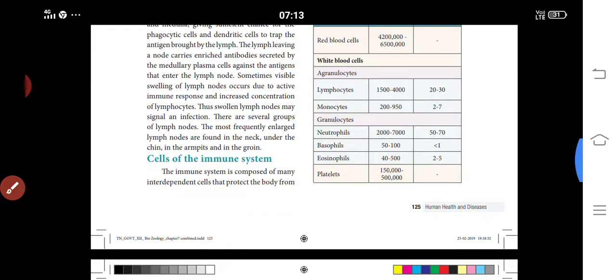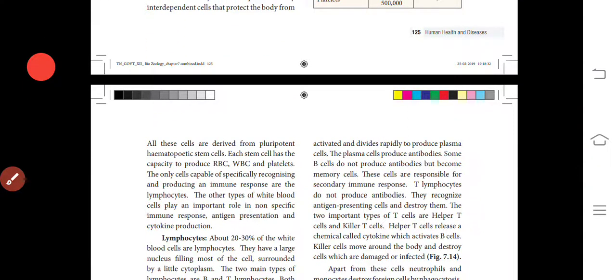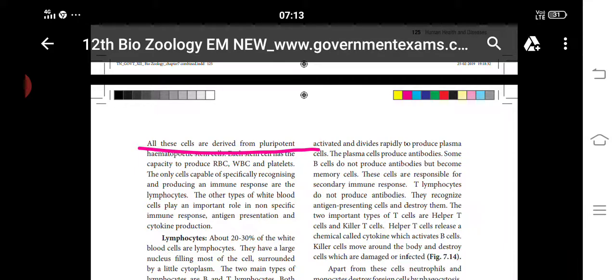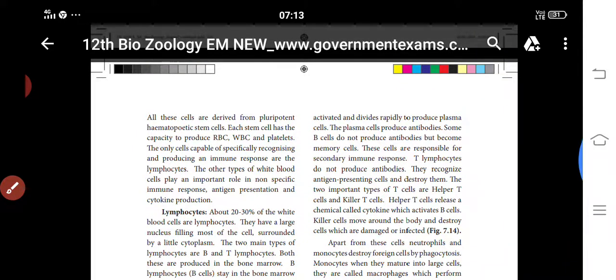We know already how to study in the 11th standard. All the cells are derived from the pluripotent hematopoietic stem cells. All the cells means lymphocytes, granulocytes, all the things. So each stem cell has the capacity to produce RBC, WBC and platelets.